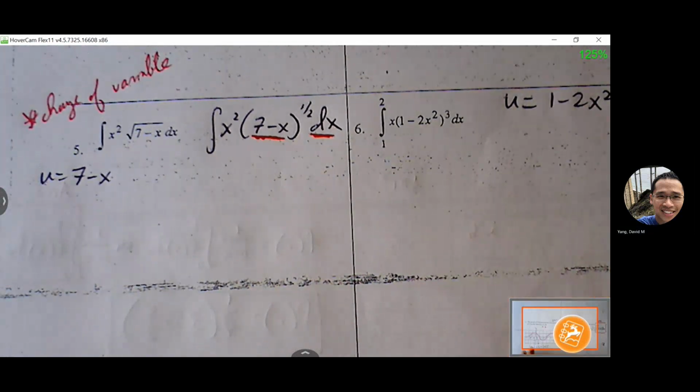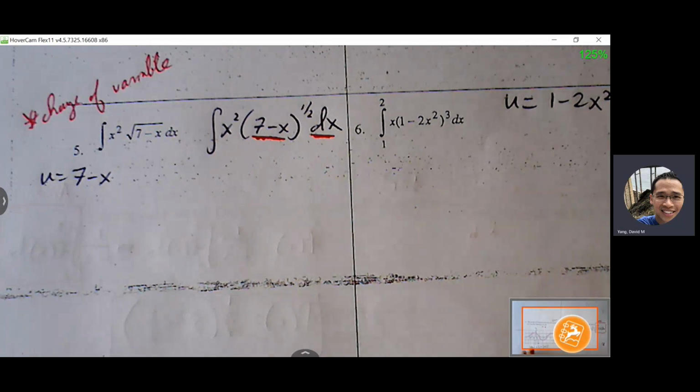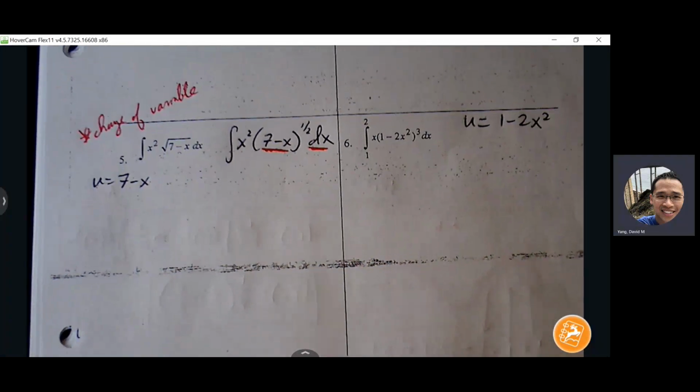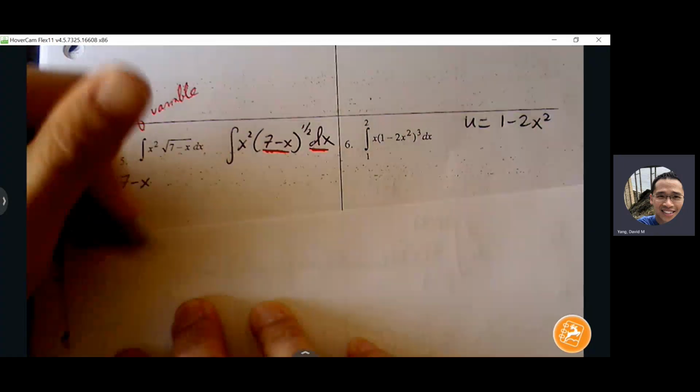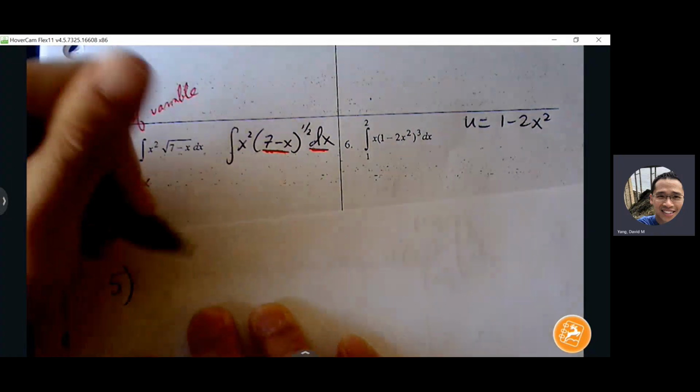So if we have time, we can always go back and do the easier ones. Okay, so let's go through the steps for 5.